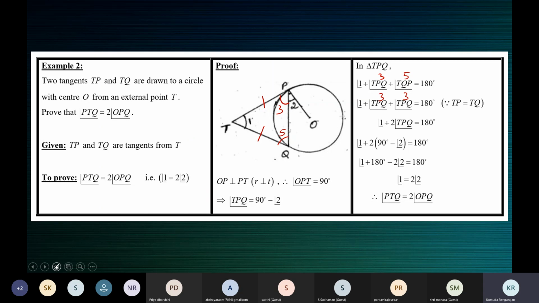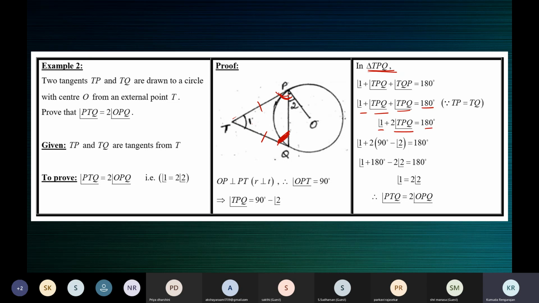Let me come back. We use the triangle TPQ and the angle sum property. Angle 1 plus this angle is 180. But since these two sides are equal, this angle is equal to this angle. So instead of angle TQP, we'll say TPQ. So angle 1 plus twice TPQ is 180.